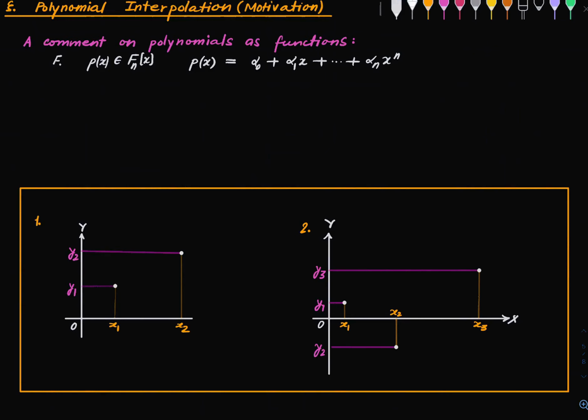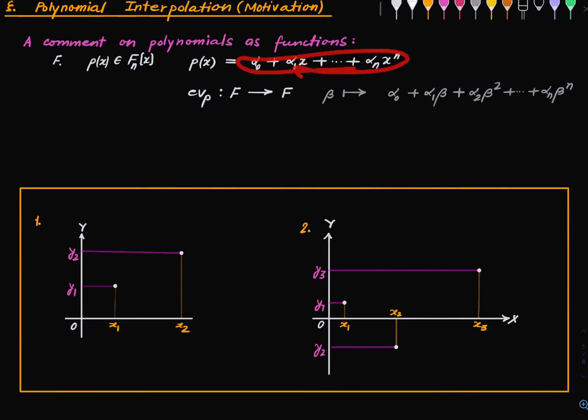But given such a polynomial, we can define a function, the evaluation function coming from P, which consumes an element of the field and outputs an element of the field. How is it defined? It takes an element beta and outputs this particular element of the field. So what's going on? All we have done is just substitute beta in place of x. Here x was just a placeholder. It did not have any meaning, so to say. But here we are getting a function. It consumes an element of the field and produces this element of the field.